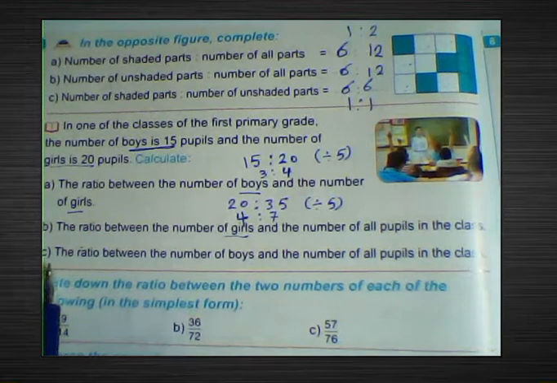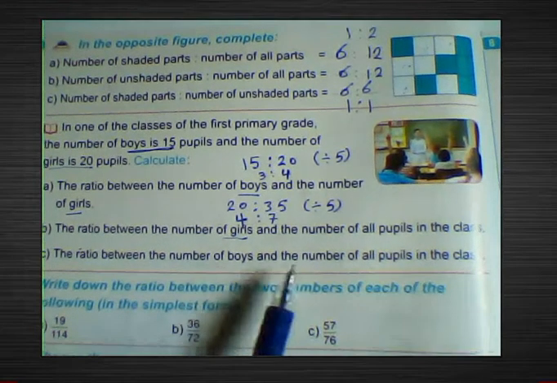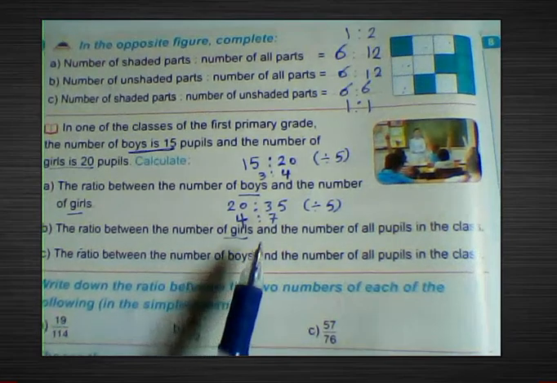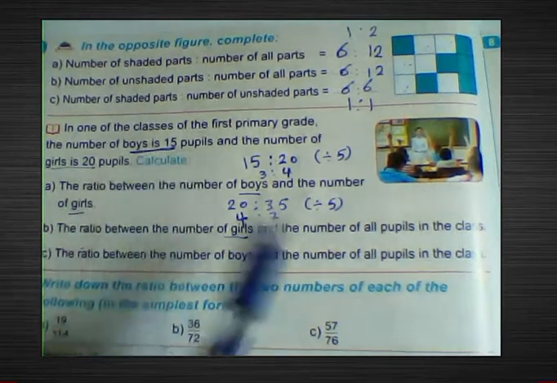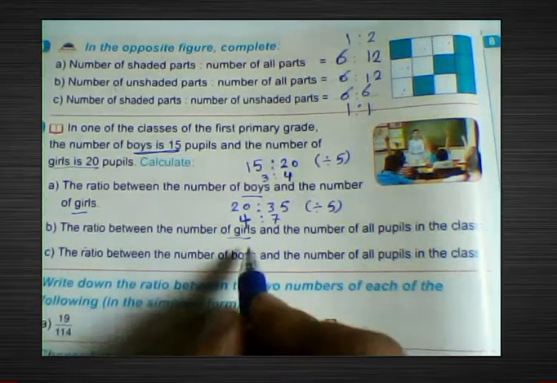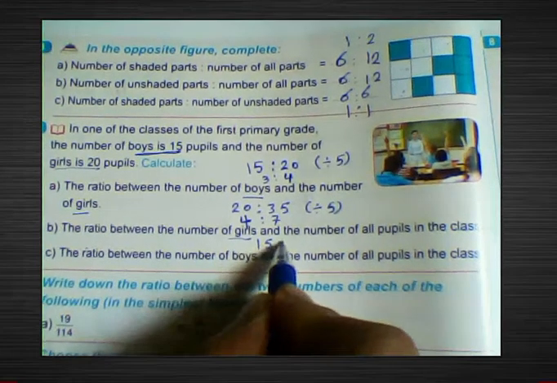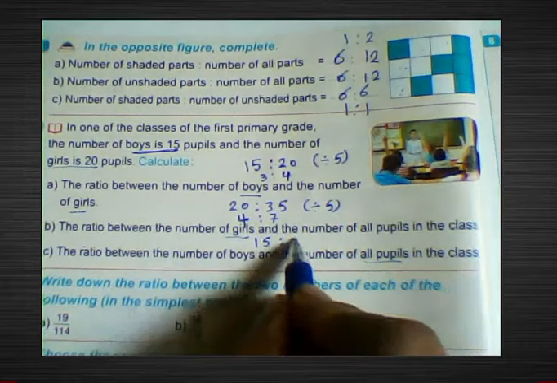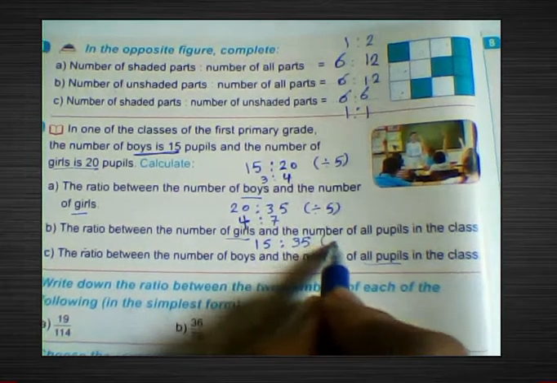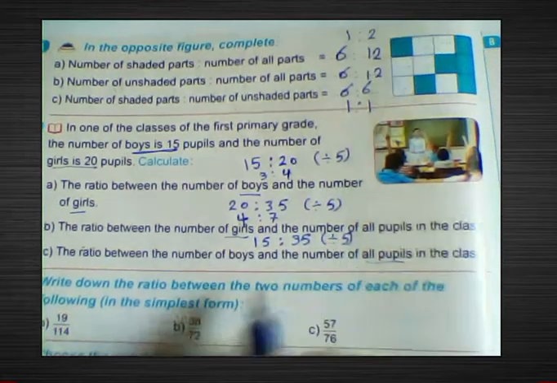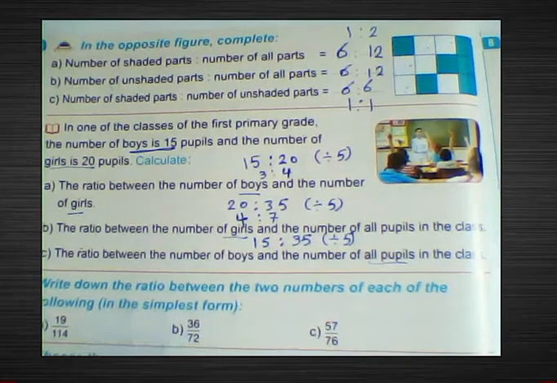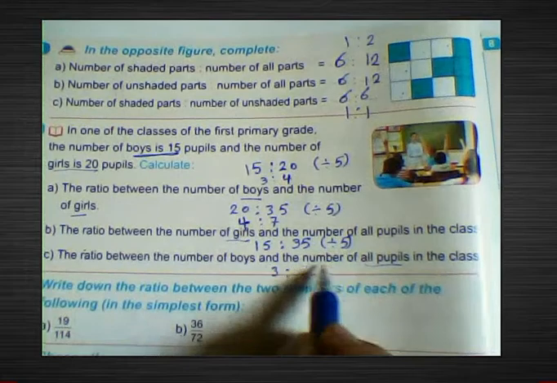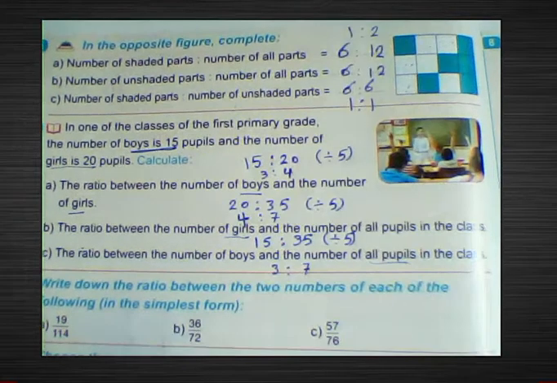Letter C. The ratio between the number of boys and the number of all pupils in the class. Boys, 15 boys. We write 15 to the number of all pupils, which equals 35. We can divide again by 5, because 15 and 35 are in the table of 5. So 15 divided by 5 equals 3, and 35 divided by 5 equals 7.